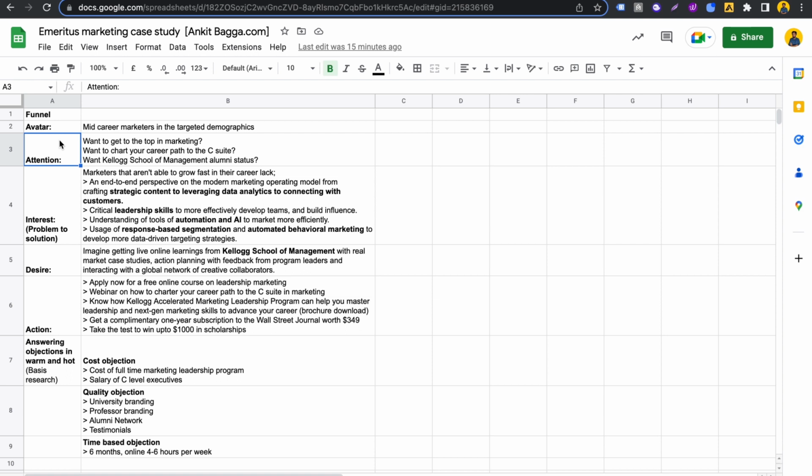Basically, we want to first capture the attention of the user. So that is where we're talking about wanting to get to the top of marketing, wanting to chart your career to the C-suite, wanting Kellogg School of Management alumni status. These are the hooks that you could possibly use to gain their attention.